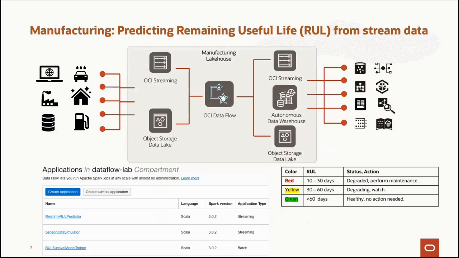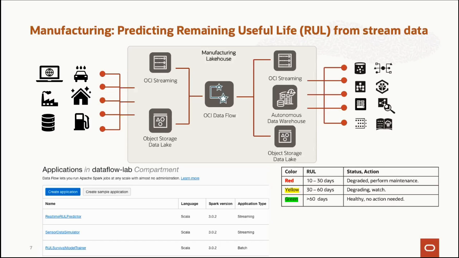The most important app, the predictor app, is the streaming app that does the prediction. It is informed by the model that was trained by the trainer app, and it takes in the simulated sensor data coming in from a factory floor, using which it can predict the remaining useful life of an equipment. Just for our demo today, we'll be using the red, yellow, green terminology.